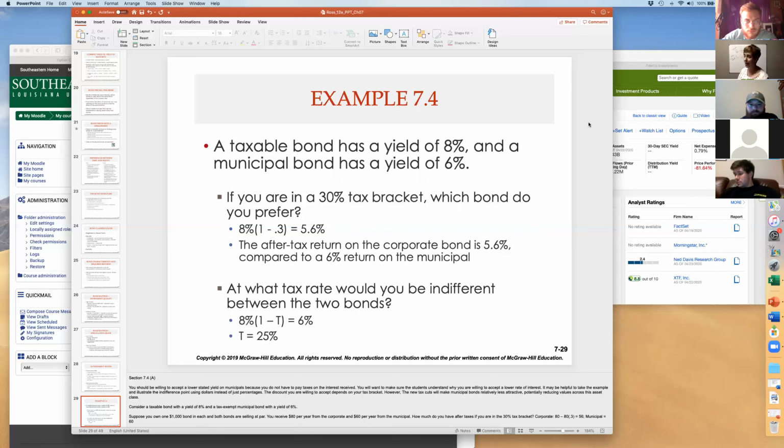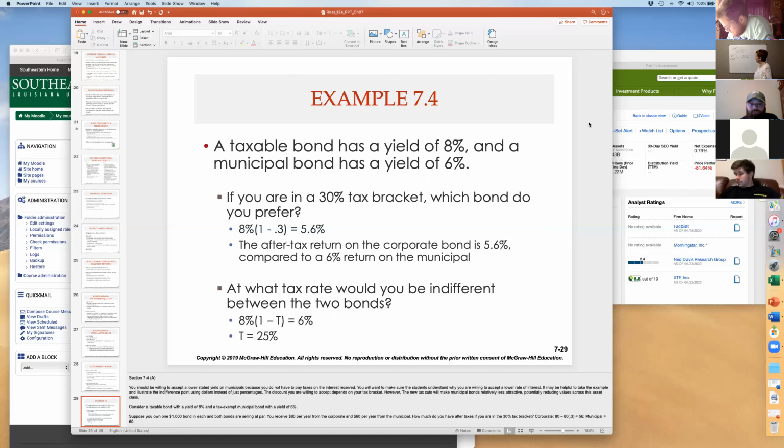So we talked about that back in chapter 2, marginal taxes. So let's say that your marginal tax bracket is 30%. Which bond do you prefer? Okay, well, your before tax rate of return for this muni is the same thing as your after tax rate of return because you don't pay tax, 6%.